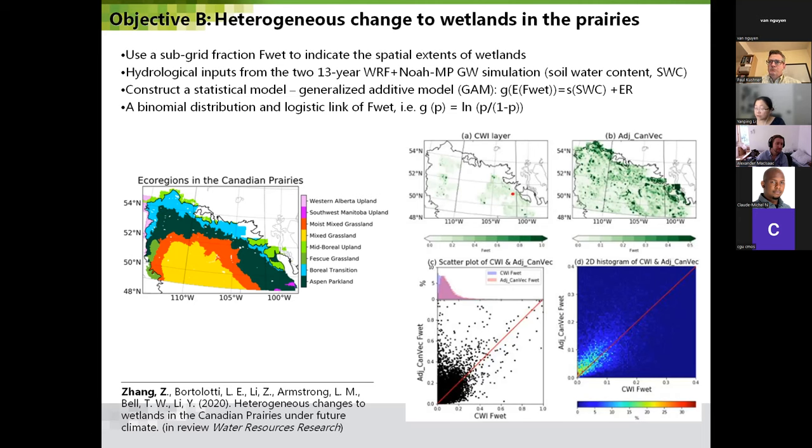We then used a statistical model, the generalized additive model, GAM, to predict a fractional index FWET for each grid point. The two inputs for this model are the soil water content, SWC, and a factor predictor, ecoregion. This model was then calibrated and evaluated against two static wetland layers in the prairie. This work is what we conducted together with Ducks Unlimited Canada.